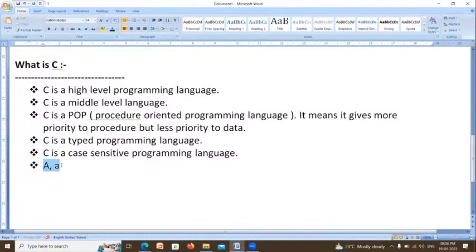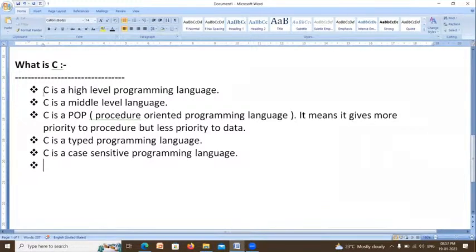Capital A and small a, both are different. The sound is the same, it is A, it is also A, but it is capital A, it is small a. If the computer considers capital A and small a as different, then it is called case sensitive. If the computer doesn't recognize them as different and feels both are the same, then it is case insensitive. So C is a case sensitive programming language.